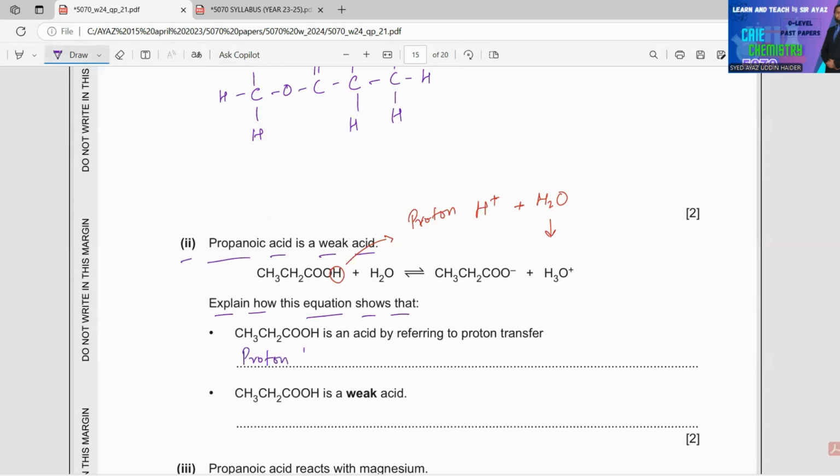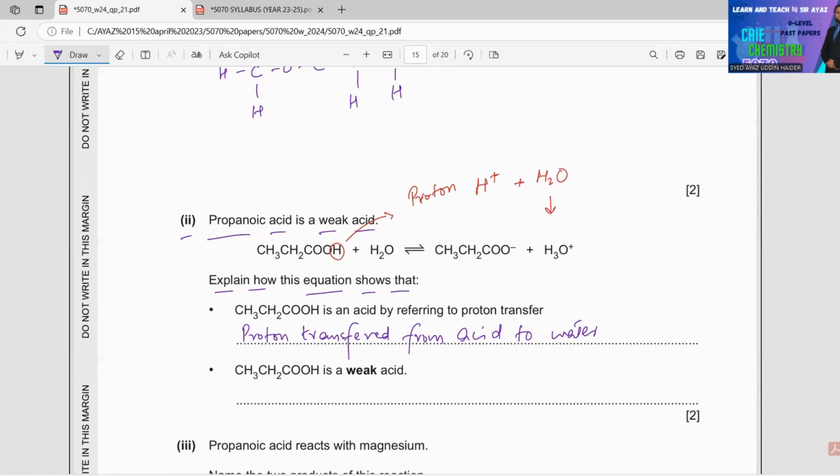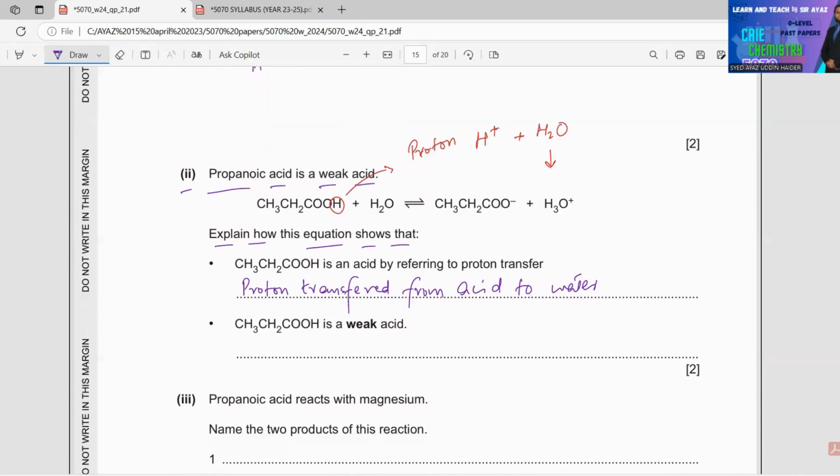Proton transferred from acid to water. CH3CH2COOH is a weak acid. So how this equation shows, it's not fully dissociated.